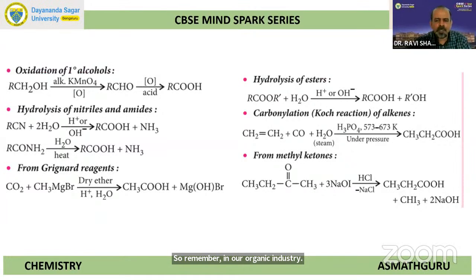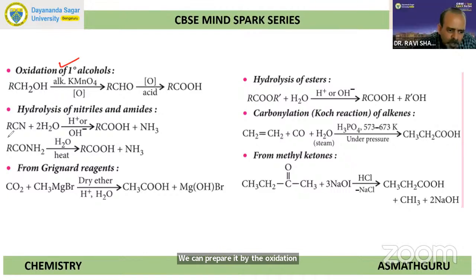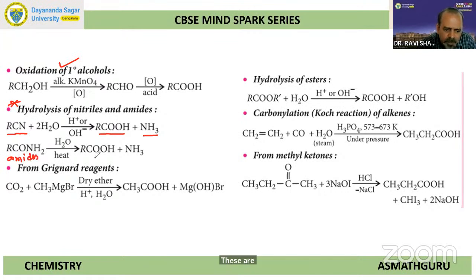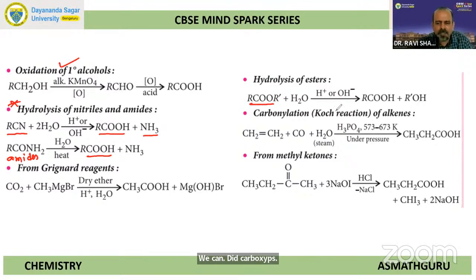Sir, how to prepare these carboxylic acids? We can prepare them by oxidation of alcohols. Very important: by hydrolysis of cyanide, we get carboxylic acid plus ammonia. These are amides; by hydrolysis of amides, we can get carboxylic acid. These are esters; from hydrolysis of esters, we can also get carboxylic acid.